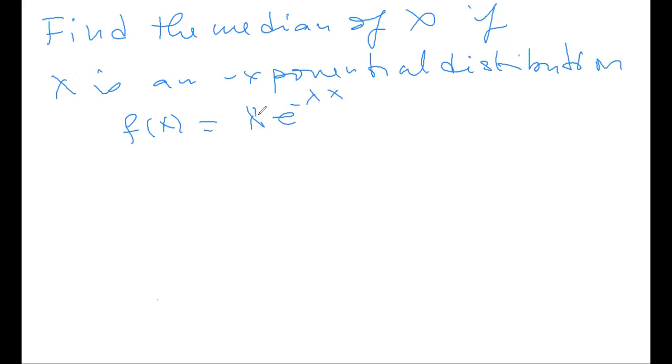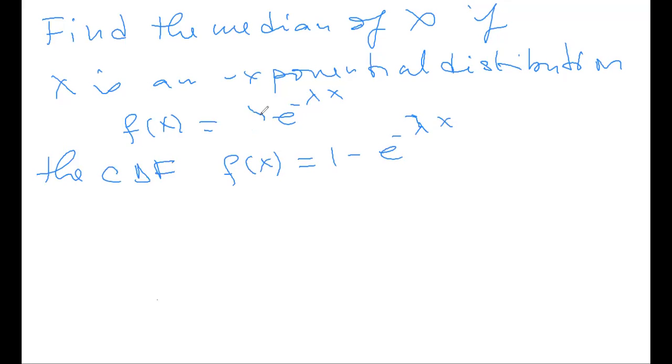Remember, we solved that the cumulative distribution function of x was F of x equal to 1 minus e to the minus lambda x. I'm sorry, this is lambda, I'm trying to write here. We did this last time, the cumulative distribution of an exponential distribution.